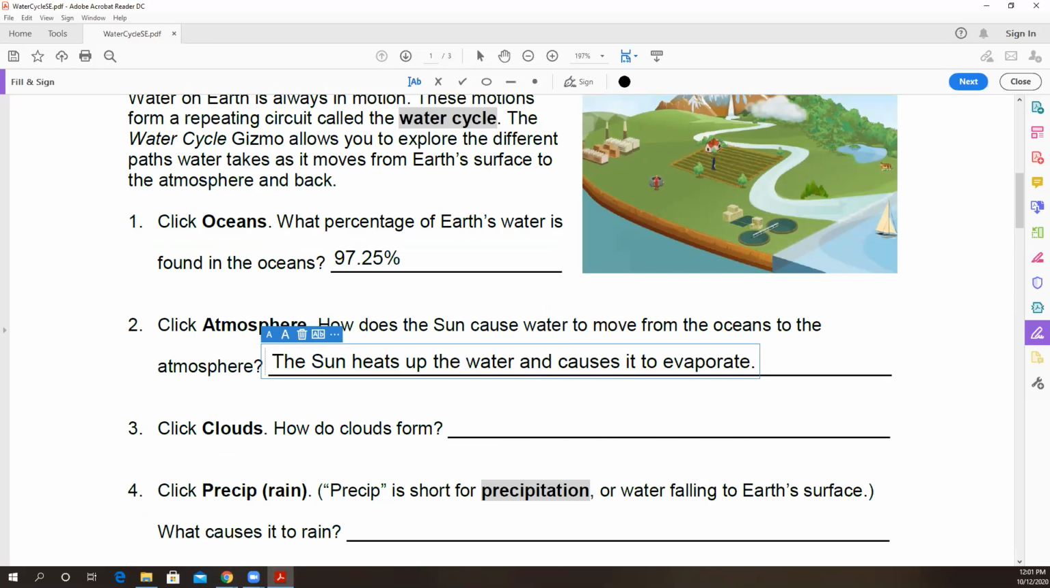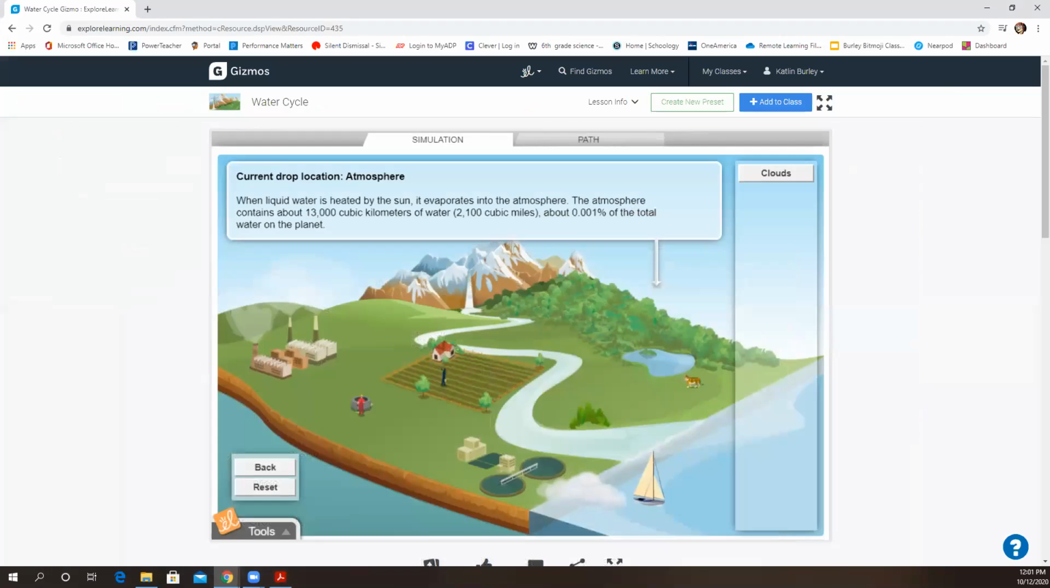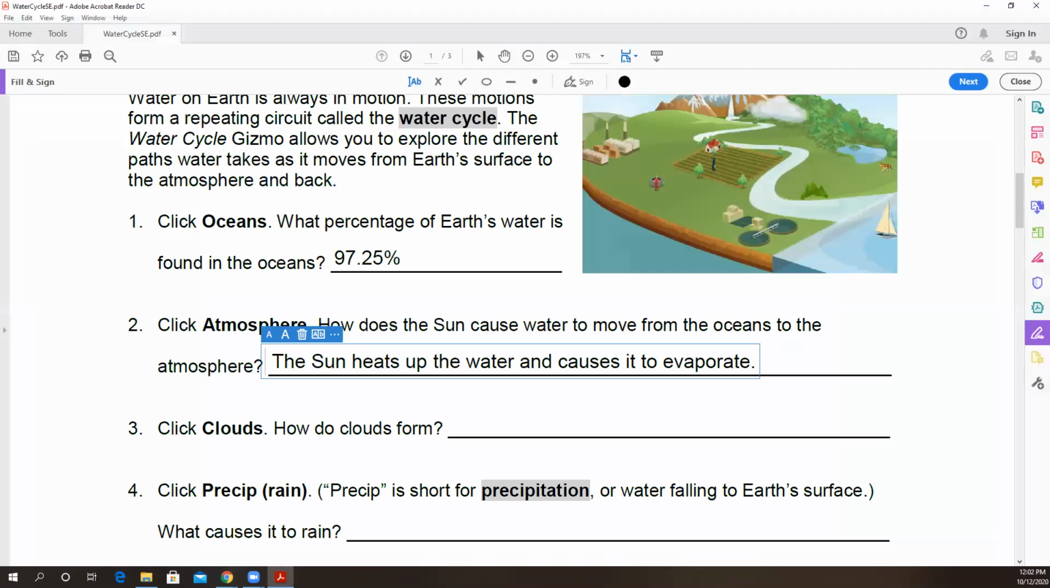Click clouds. How do clouds form? So I'm going back to my Gizmo. I'm clicking clouds. Somebody read that one for me, please. Landry, loud and proud. When saturated air in the atmosphere cools, water vapor condenses into tiny droplets to form clouds. Providing the source of precipitation, clouds play an important role in controlling Earth's surface. Beautiful. Well done. Very well done. I like your expression when you read.